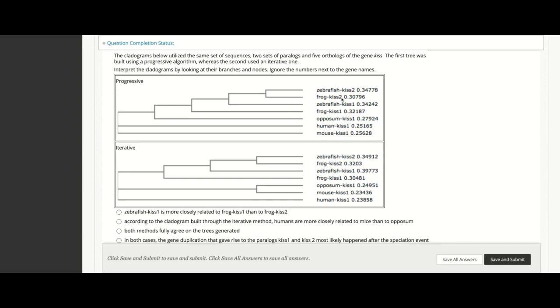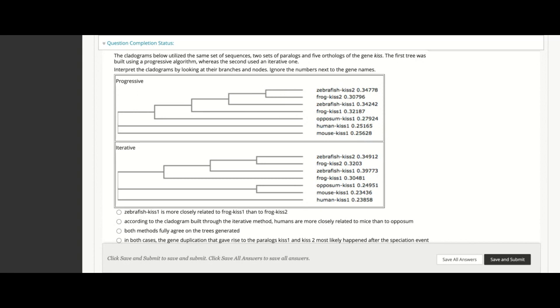Yes. Yeah, okay. So let's see, zebrafish kiss 1 is more closely related to frog kiss 1 than to frog kiss 2. Let's find zebrafish kiss 1. Okay, so that is more closely related to that than to that. So this is an example of you don't actually think that this is related to that. And I said, let's ignore these numbers because I didn't want to go into that. So let's just look at the branching pattern. So should you mark that as a true or not true? That's not true. That's right.